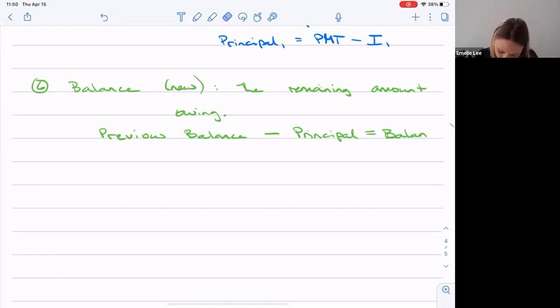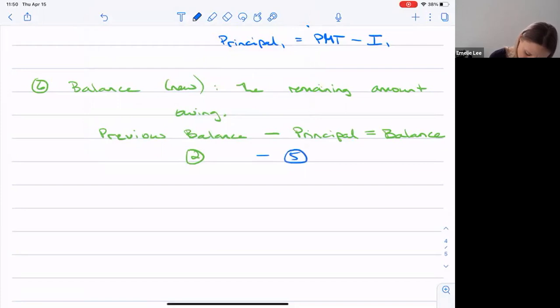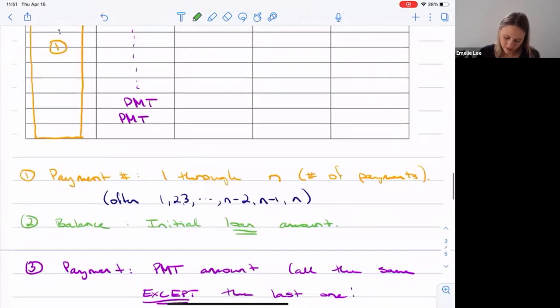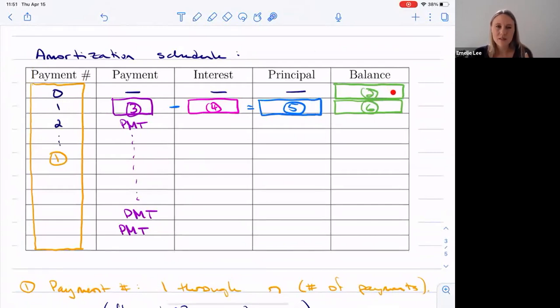And maybe I'll just not call it the new balance. So it's the previous balance minus the principal. So for us, that's the same as 2 minus 5 equals 6 in terms of the table that we've made, right? So here, if you look at it, this balance is the previous balance when we're on this line. So this previous balance minus, you chip away at this principal amount, and then that gives you your new balance.